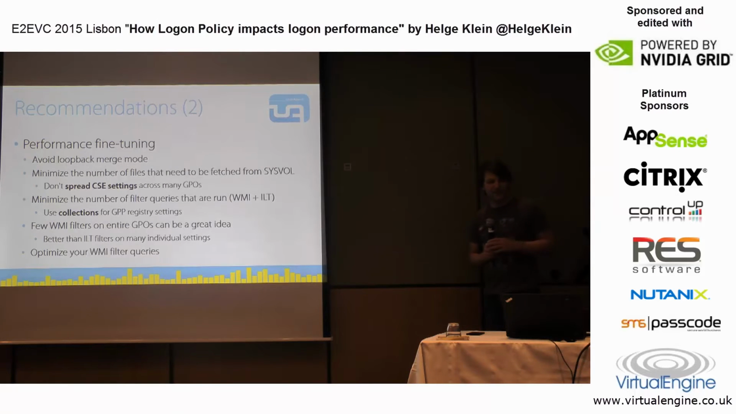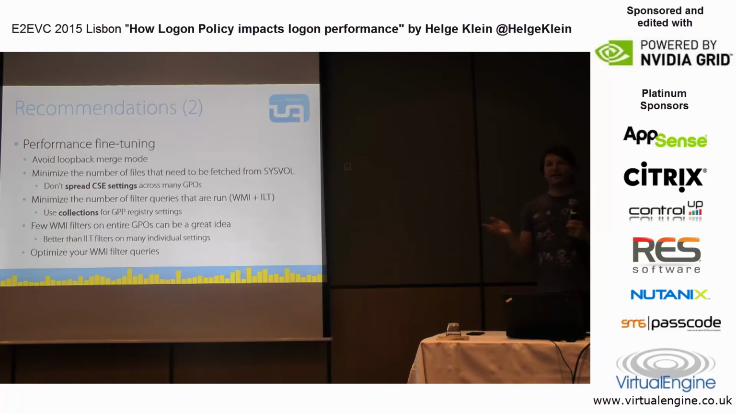If you want to do some fine-tuning, you should avoid group policy loopback merge mode. Use replace mode instead, which is more efficient and also easier to manage and to understand. If you can, try not to spread CSEs across too many GPOs, or you will have many different XML settings files on your domain controller that need to be fetched for every single logon. And of course, if that happens over the WAN, if the client is at a different site than the domain controller, that may prove to be really bad. So that would be one thing to check if you're in a WAN environment.